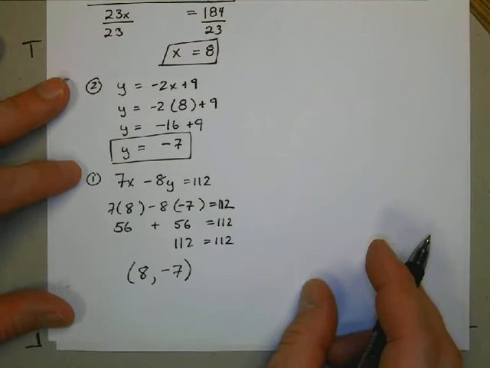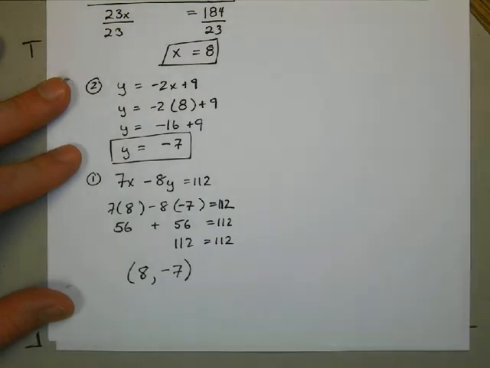So our answer, written as a point, is 8, negative 7. Just quickly think about it to yourselves. What quadrant is that in? That's the bottom right quadrant, so that's quadrant 4.